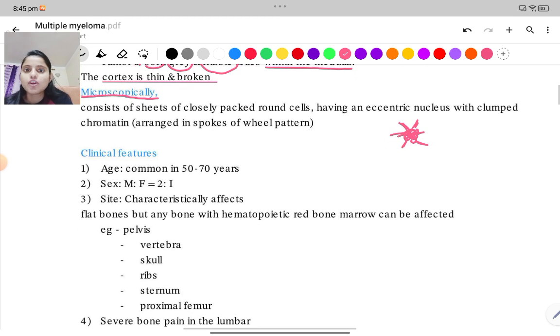Multiple myeloma commonly occurs in the age group of 50 to 70 years. It most commonly occurs in the male with the ratio of 2:1. It characteristically affects the flat bones, but any bone with hematopoietic red bone marrow can be affected, like the pelvis, vertebra, skull, ribs, sternum, and the proximal femur.